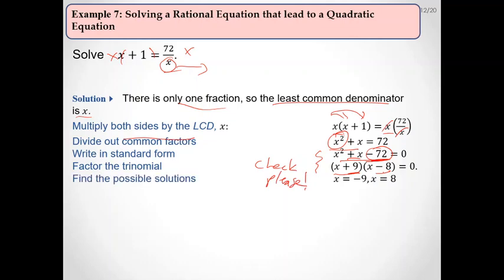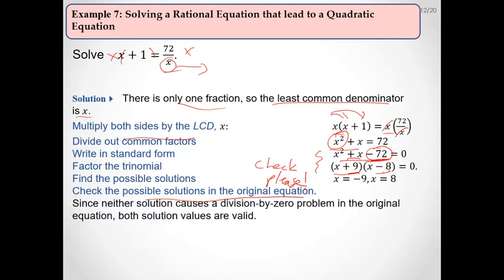And then we find the solutions here, -9 and 8, and then check the possible solutions in the original equation. You put them in the equation, and is there a division by 0 problem? No. Okay, so here the main thing is, when you put x equal to -9, it's just -9 here, so there's no 0 problem. And for the 8, we have the same thing, so the solution is -9, 8.